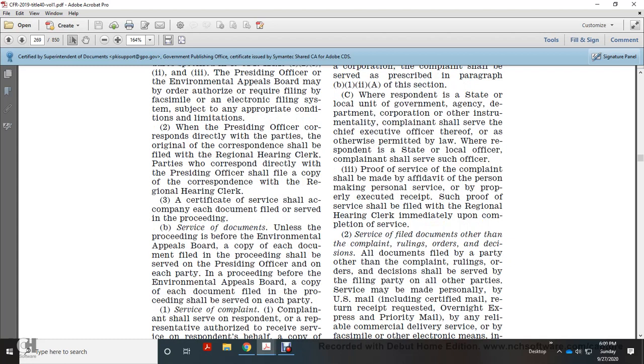Service of documents other than the complaint: a copy of each document filed in the proceeding shall be served on the presiding officer and on each party. In proceedings before the Environmental Appeals Board, a copy of each document filed in the proceeding shall be served on each of the parties.